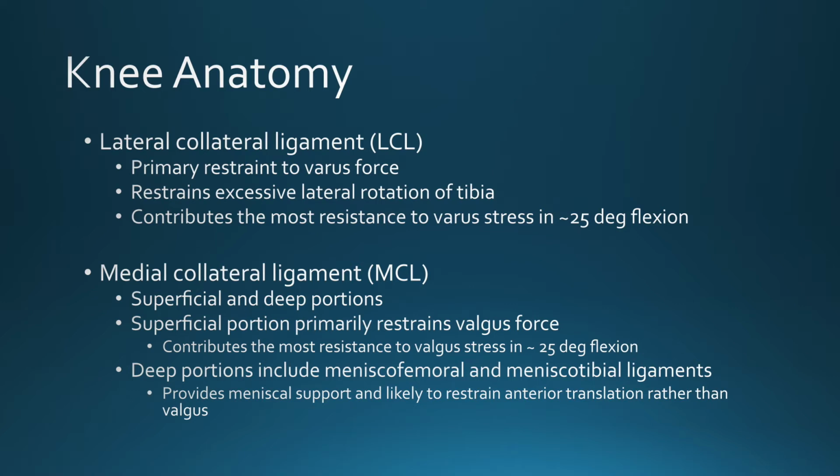The medial collateral ligament has superficial and deep portions. The superficial portion primarily restrains valgus force. It contributes the most resistance to valgus force in 25 degrees of flexion, similar to the lateral collateral ligament. Deep portions include the meniscofemoral and the meniscotibial ligaments. These portions attach to the meniscus and either the femur or the tibia respectively. And these provide meniscal support and likely restrain anterior translation rather than valgus.